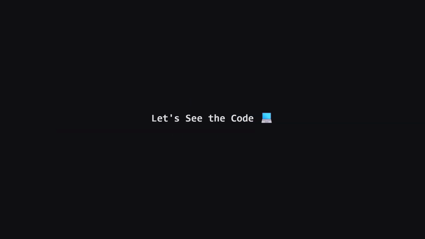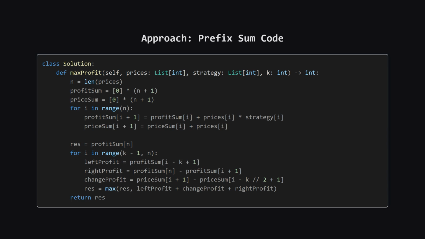Okay, we've talked about the big picture and the logic. Now let's see what this looks like as actual code. I'll put the full solution up on the screen first. And don't worry, after that, we'll walk through the most important sections together. Alright, here's the full Python code. It's surprisingly short. We basically build two helper arrays and then run a single loop to check our options. Let's break down exactly what those arrays are doing.